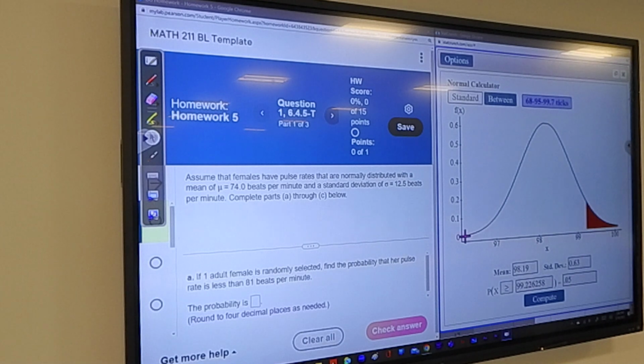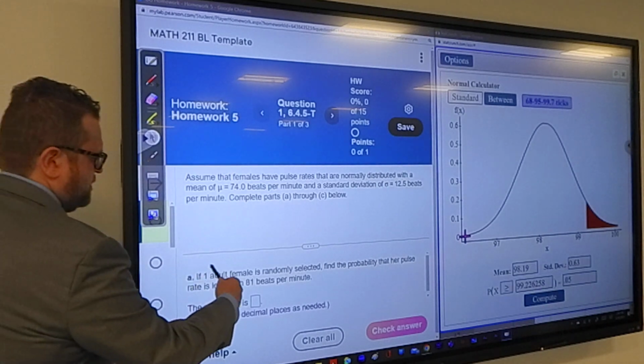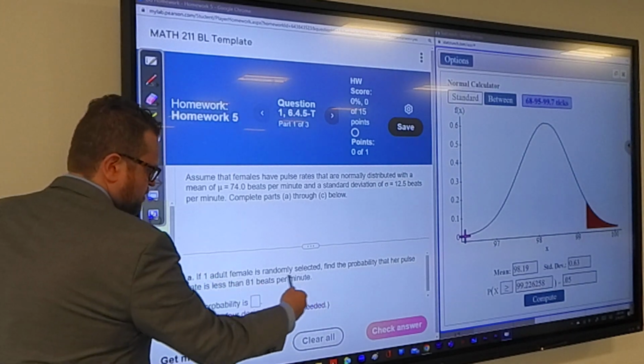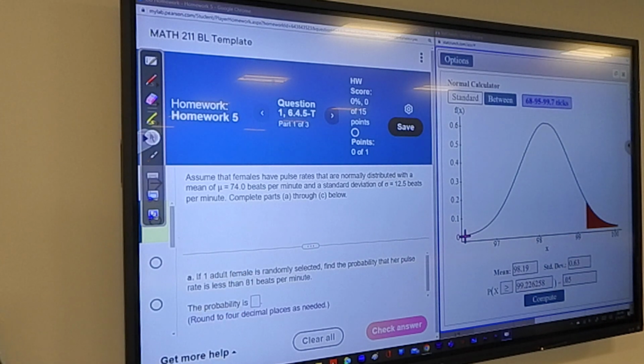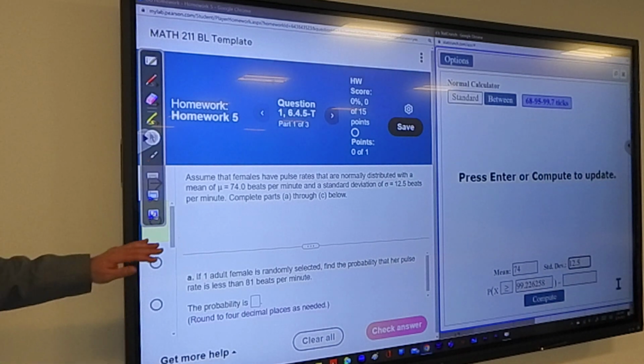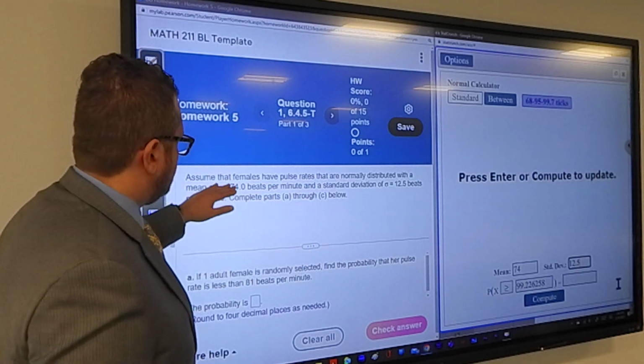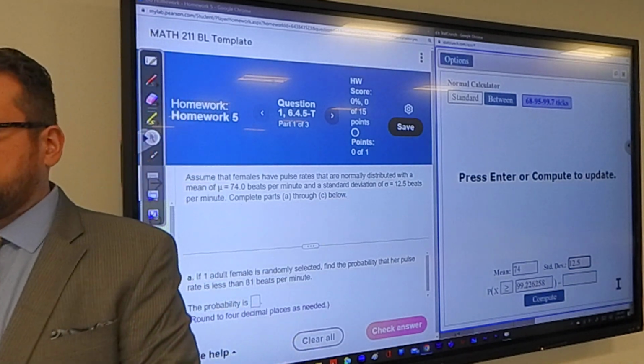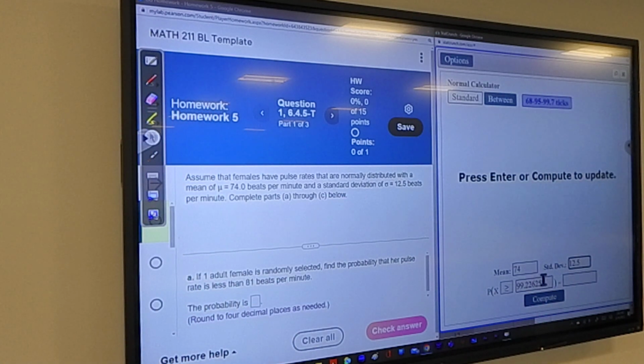Now here I am on question 1, homework 5, and they've got a question here that's just like what we were just doing. I have a mean pulse rate of 74 with a standard deviation of 12.5. So females have a pulse rate that's normally distributed. The average is 74, standard deviation is 12.5. Awesome. Well then, because it's normally distributed, I can use this normal curve to calculate probabilities.